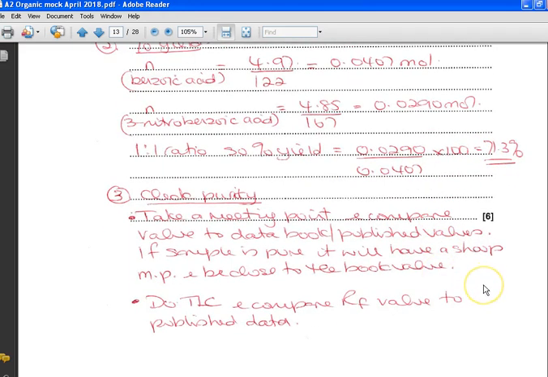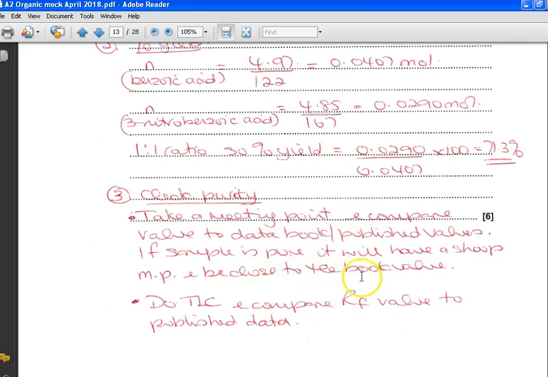And then the final bit is to check purity. So there are a couple of ways you could do that. So some of you talked about a melting point. So if you take a melting point, crucial thing is you have to state that you would then compare the value to a data book or a published value.